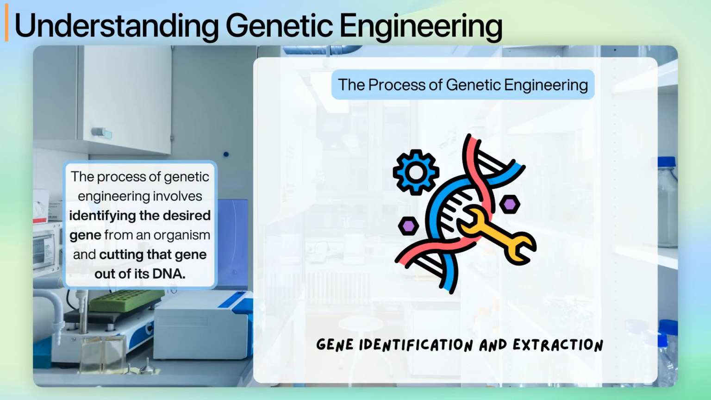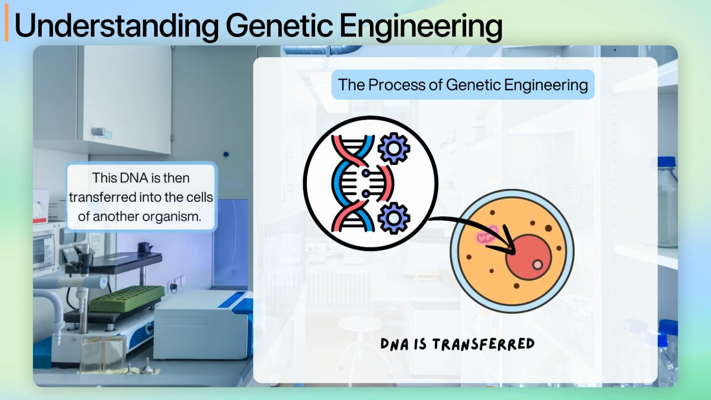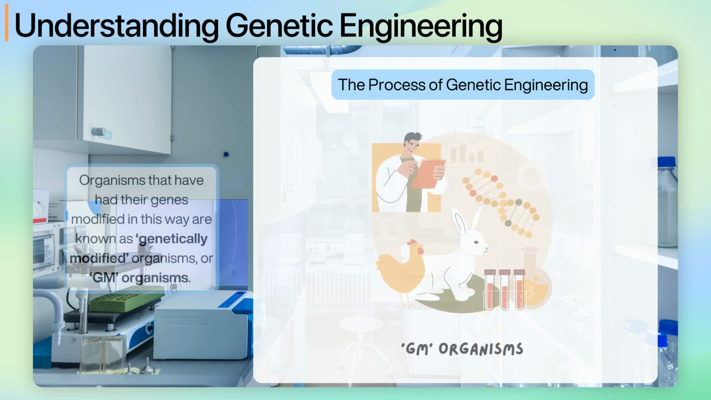The process of genetic engineering involves identifying the desired gene from an organism and cutting that gene out of its DNA. This DNA is then transferred into the cells of another organism. Organisms that have had their genes modified in this way are known as genetically modified organisms, or GM organisms.